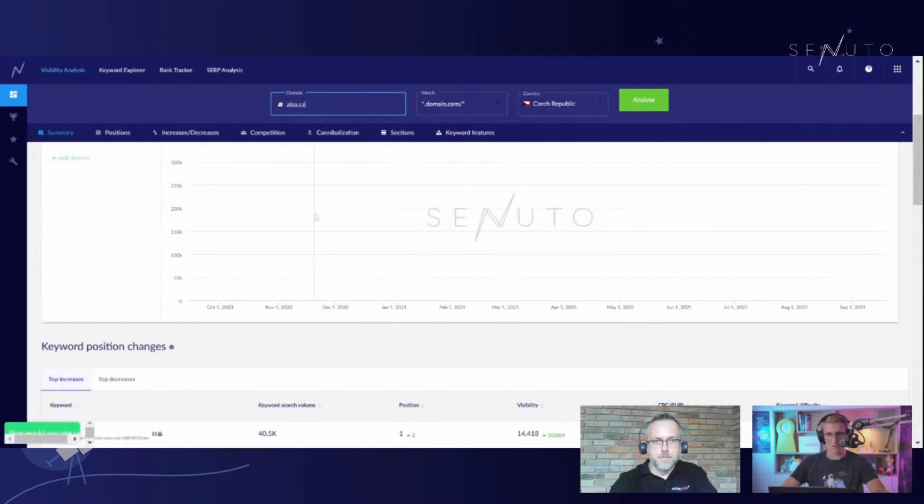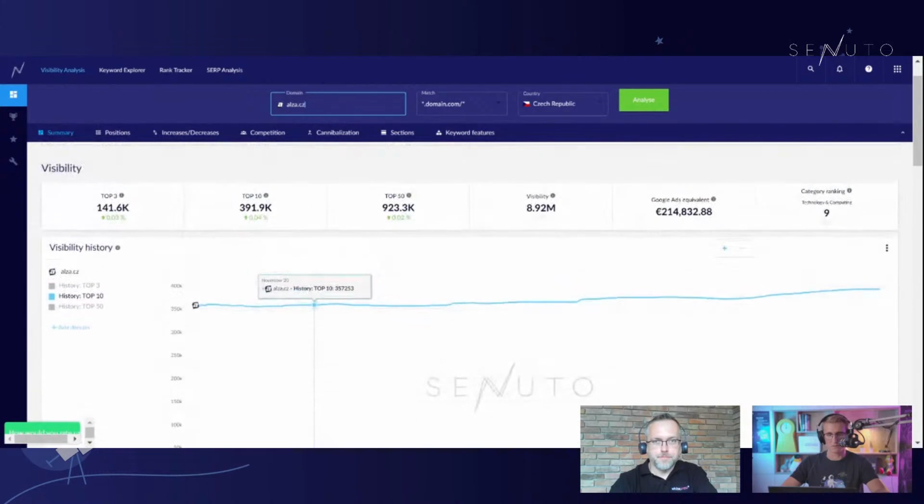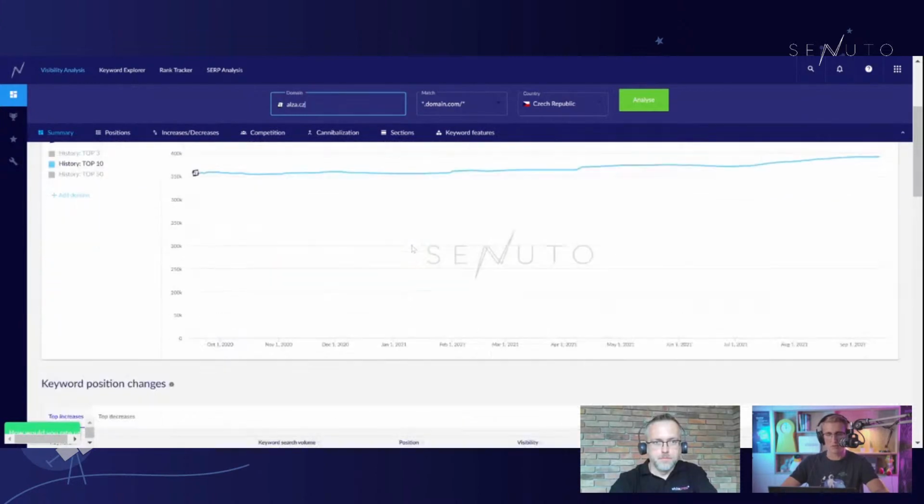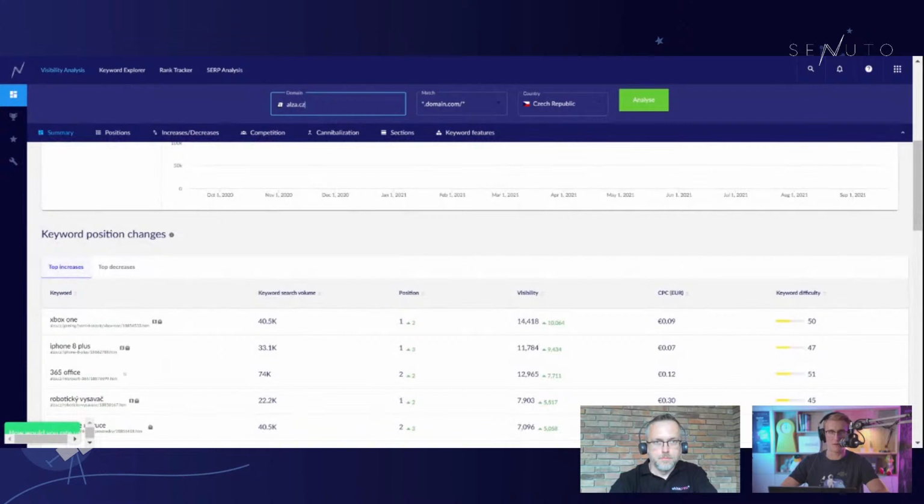Okay, so we know where we are because we see this basic analysis. We know what kind of keywords we have, some traffic from organic search. We know the competition and what kind of competition we have right now. We can follow our increases and decreases regarding our SEO campaigns and SEO activities. What else can we do regarding Xray?